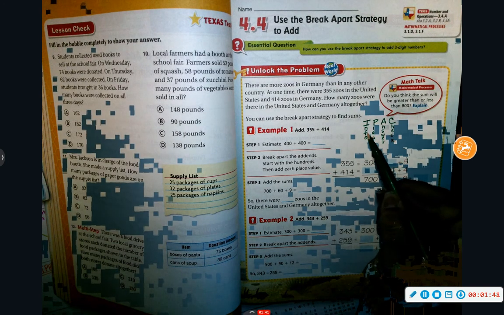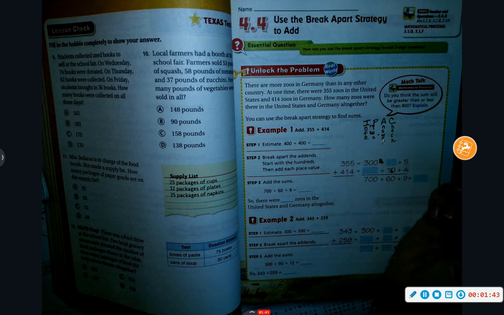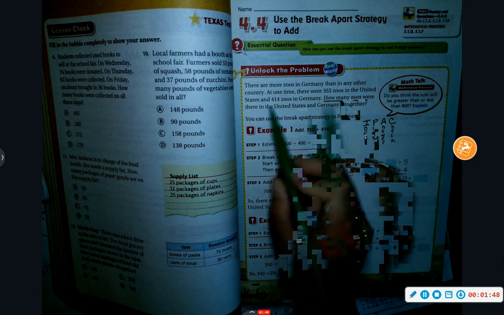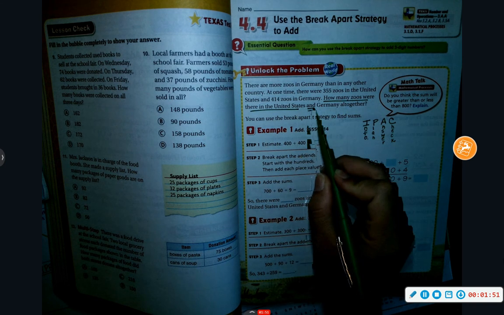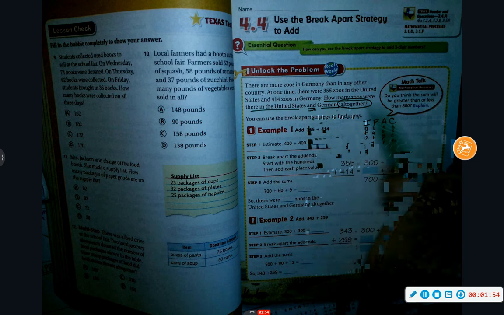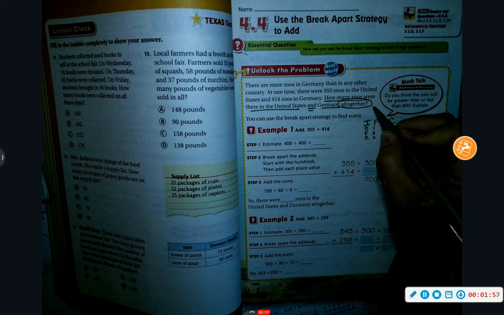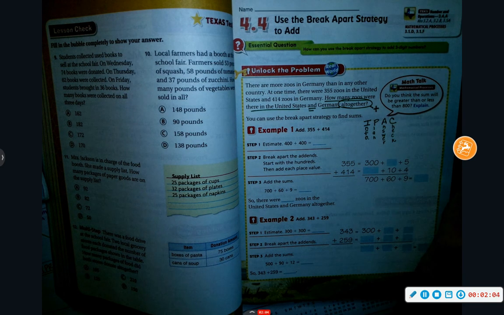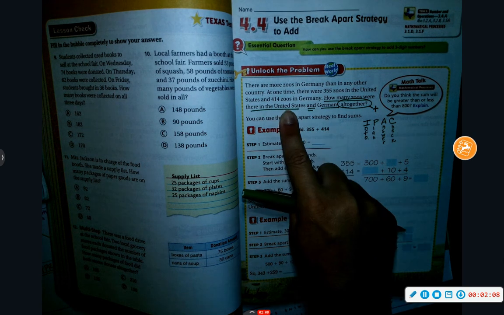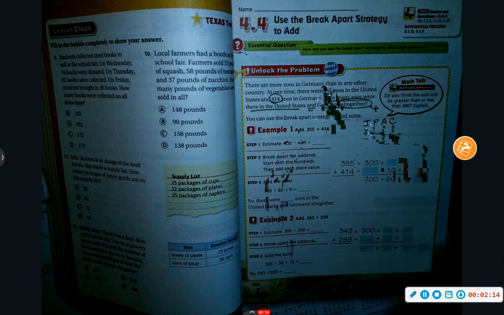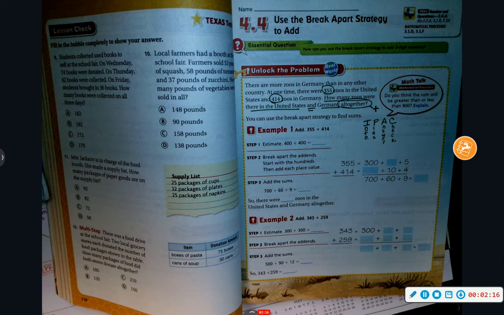Okay, so we're going to start with the I. I want to go back and find the information that is important. First, I need to start with a question. It says, how many zoos were there in the United States and Germany altogether? Okay, now I'm going to start getting my plan because I heard a key word. This key word tells me that I need to add. Altogether means add. So I need to go back and now find the numbers I need to add. United States and Germany were 355 and 414.